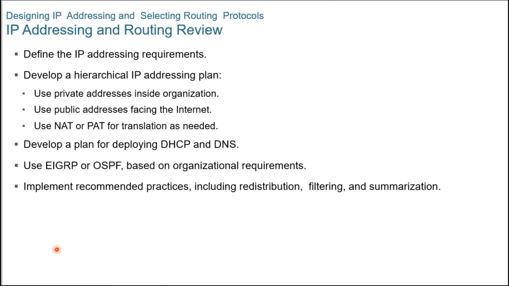So, IP addressing and routing review. That includes defining the IP addressing requirements, developing a hierarchical IP addressing plan, using private addresses within the organization, using public addresses facing the internet, using NAT or PAT for translation as needed, developing a plan for deploying DHCP and DNS, using EIGRP or OSPF based on organizational requirements, and implementing recommended practices, including redistribution, filtering, and summarization.